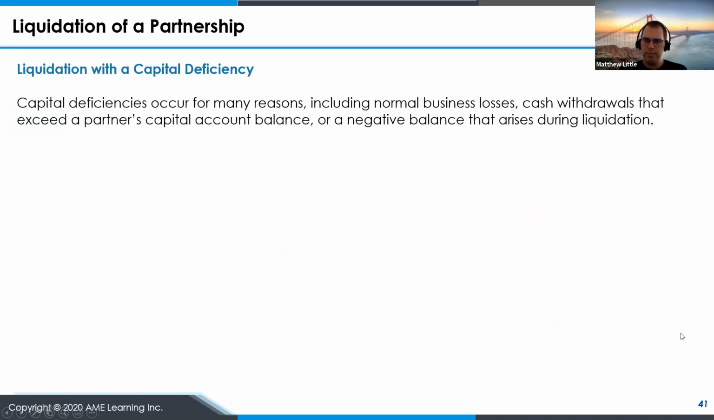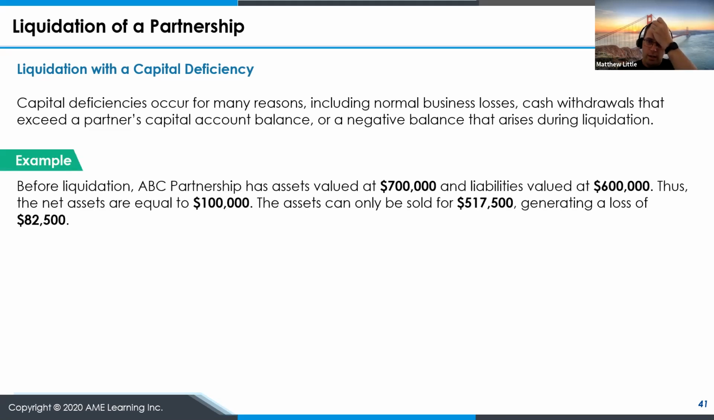Now, what happens if you liquidate and there's a deficiency? So many times you might sell off your non-cash assets, pay all your debts, and maybe you have a negative balance. So let's again, in this example, assume they have assets of 700, liabilities of 600, and net assets equal to 100, but we can only sell it for $517,500, generating a loss on those non-cash assets of $82,500.